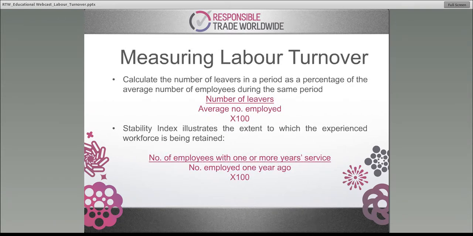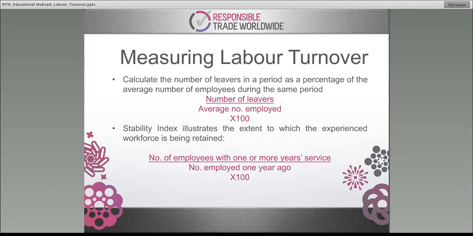Looking at measuring labour turnover. The simplest measure involves calculating the number of leavers in a period, usually a year, as a percentage of the average number of employees during the same period. This is what is known as the separation rate, or crude wastage rate, and is calculated quite simply as follows: number of leavers divided by average numbers employed, multiplied by 100. So for example, if a business has 150 leavers during the year, and on average it employed 2,000 people during the year, the labour turnover figure would be 7.5%.